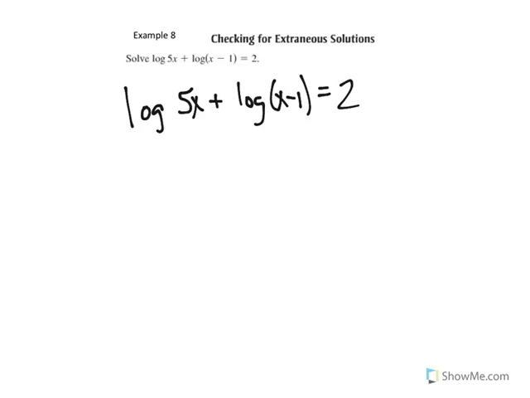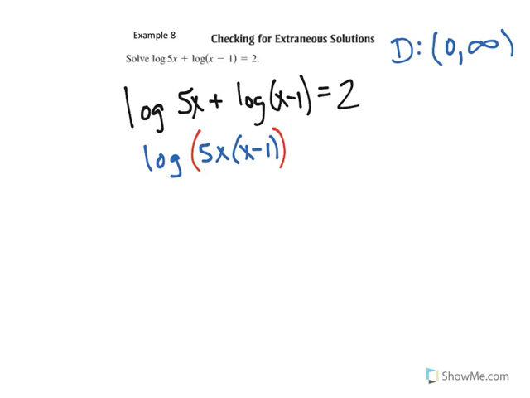Sometimes for logs you have to worry about whether solutions check out, because remember, a log has a domain from 0 to infinity. So you've got to make sure that your log values actually make sense for the equation. So first thing I'm going to do is combine my logs. Since I'm adding two logs together, I can combine as 5x times x minus 1, and all of that is still inside the log, and I get equals 2.